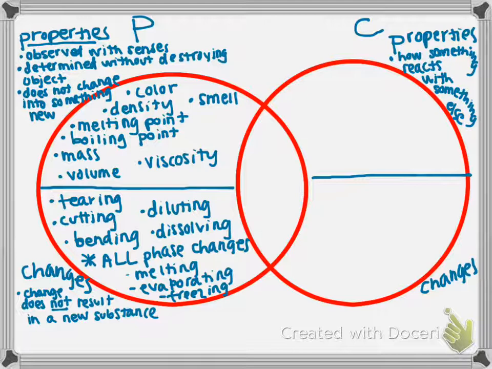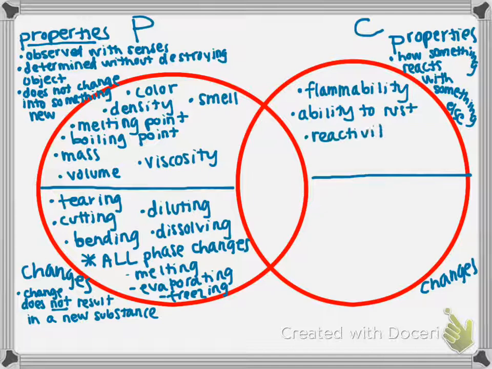For example, so inside now we're going to write flammability. Which means how likely it is to start on fire. Ability to rust. So when something rusts, or if it is able to rust, that is a chemical property. And then also reactivity. So how reactive is something? If we mix things together, how likely is it to react? Those are considered chemical properties.